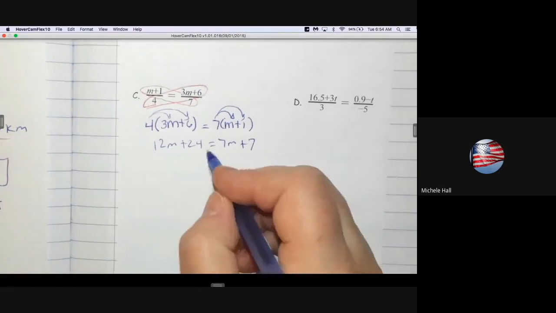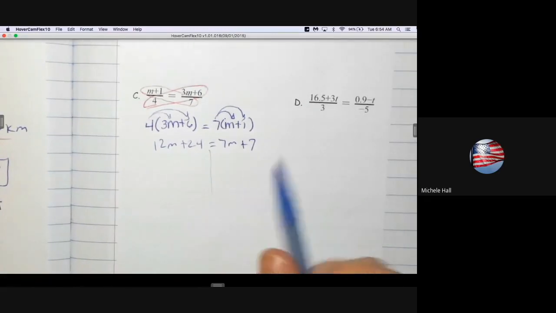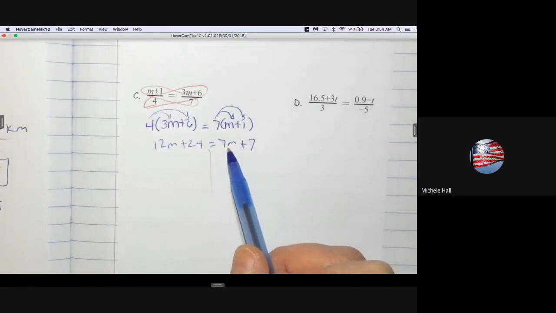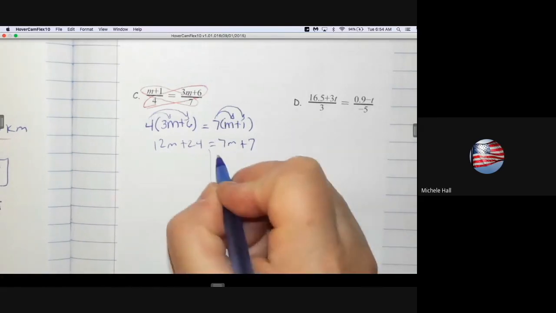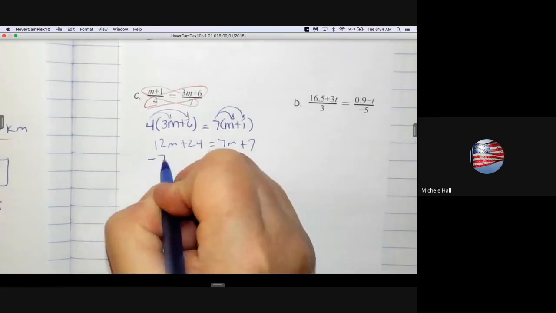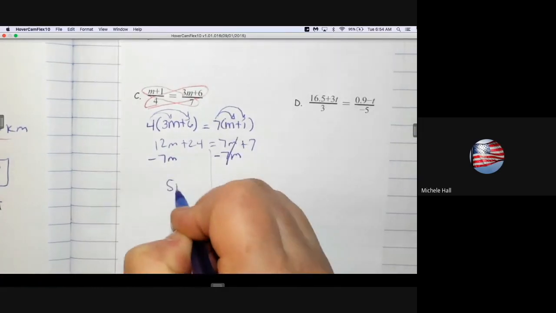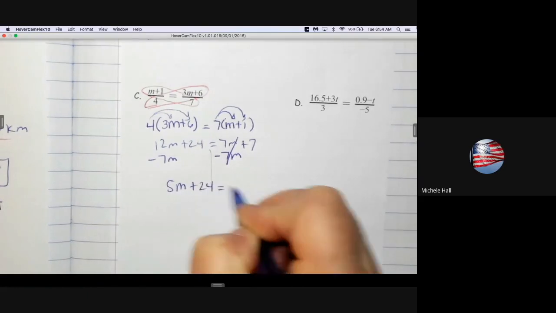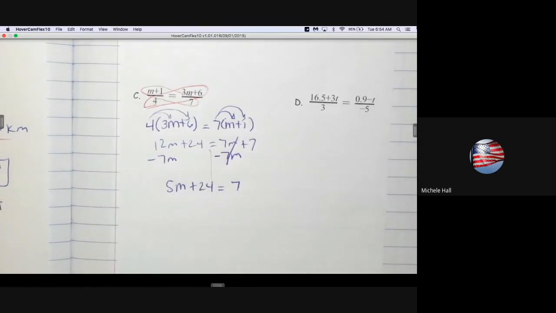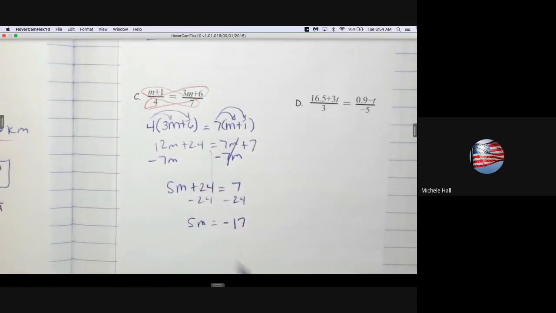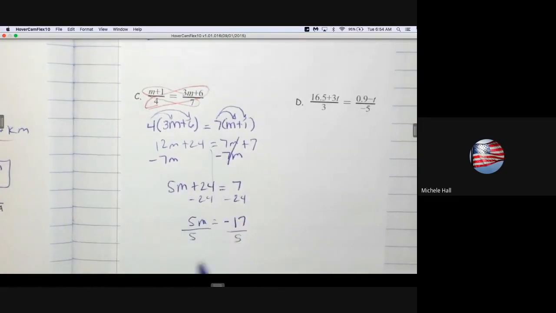I see that I have variables on both sides of the equation. I need to shift 7m to the opposite side of the equation. I'm going to use the opposite of 7m. We get 5m plus 24 equals 7. I have a two-step equation. I am ready to start solving. I undo my 24 by subtracting 24. And just dividing out, get m by itself, and we get negative 17.